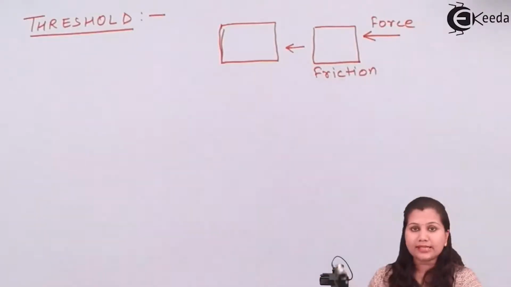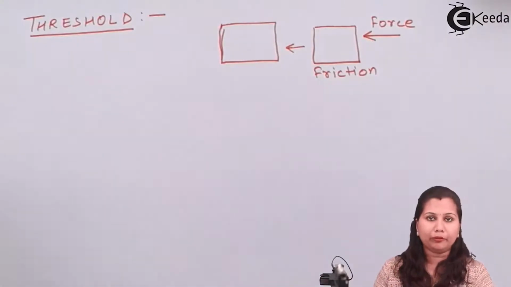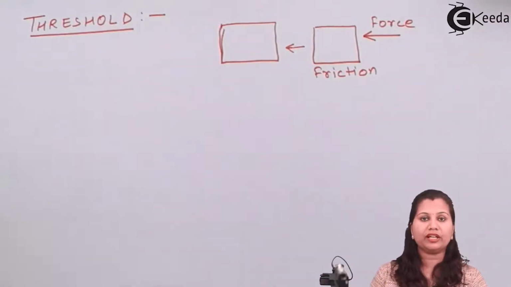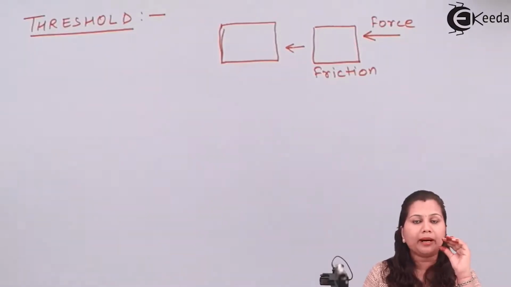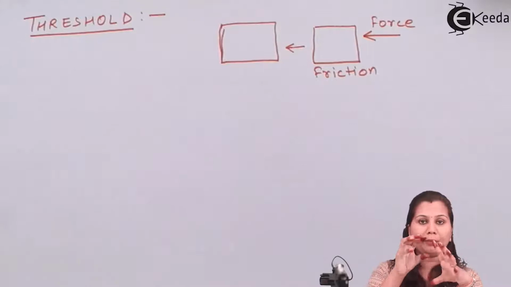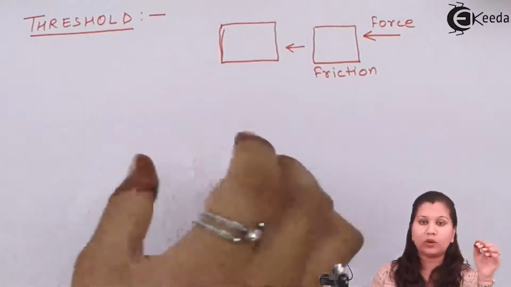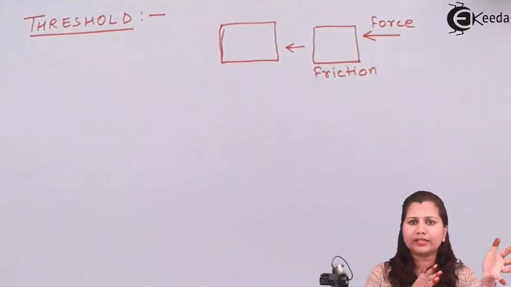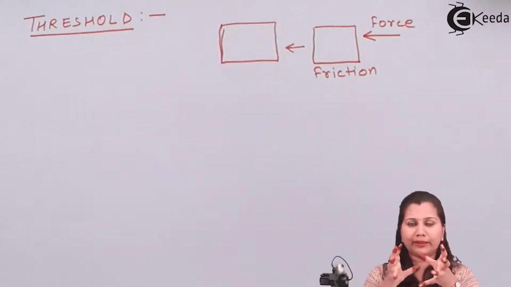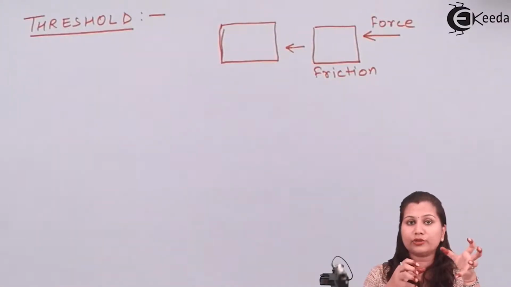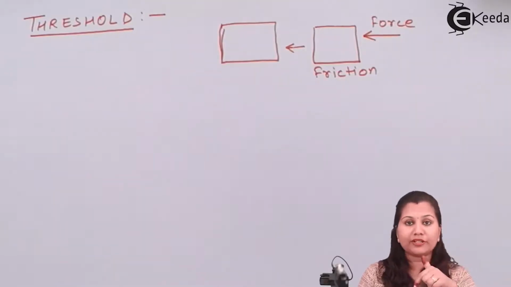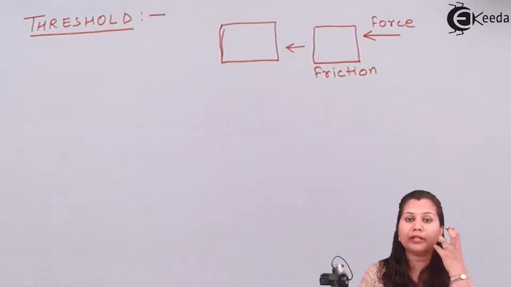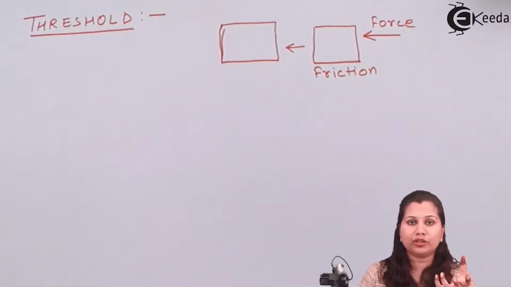This smallest amount of input that is measurable, for which we get an output, is called the threshold. It means the minimum amount of input which you have to apply to get an output is called the threshold. The terms resolution and threshold are sometimes confusing. Resolution is the smallest amount of change in the input, but threshold is the smallest amount of input which you have to apply to the instrument to get the output.